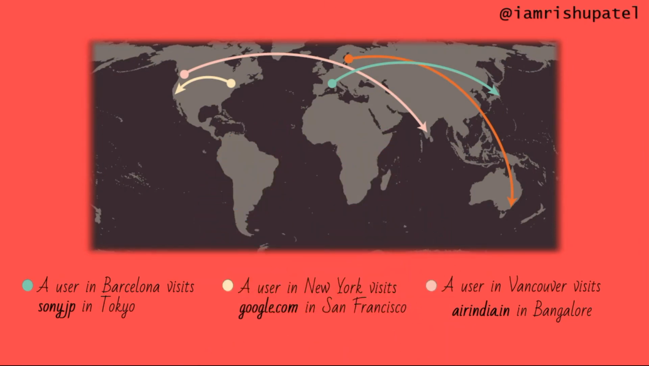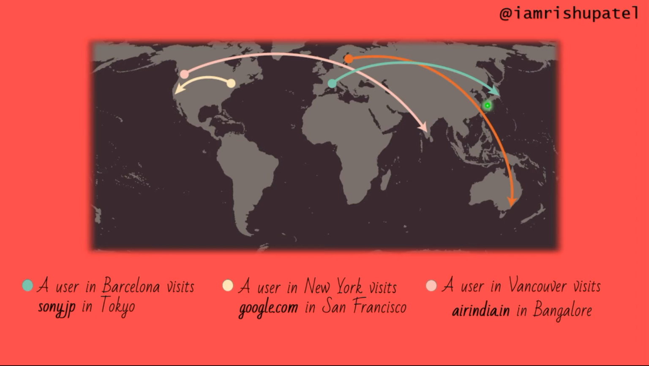Now, when you visit a website, the web server hosting that particular website could be anywhere in the world. Suppose that you live in Vancouver, Canada, and you want to visit airindia.in, whose web server is in India. Or if you live in New York and you want to visit google.com, whose servers are in San Francisco. Or maybe you are a user in Barcelona and you want to visit Sony's website, which is hosted in Japan.